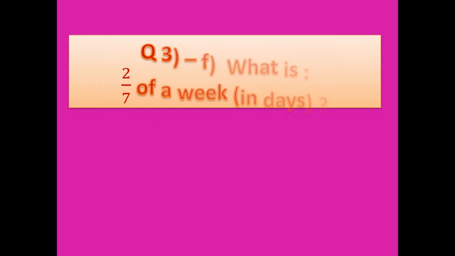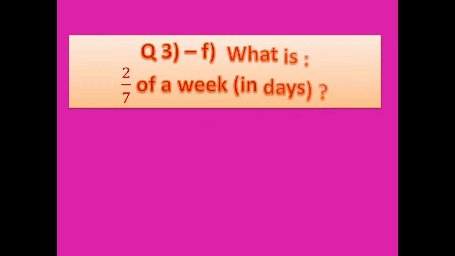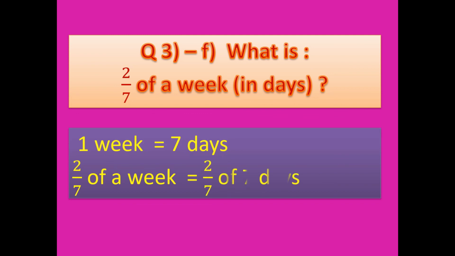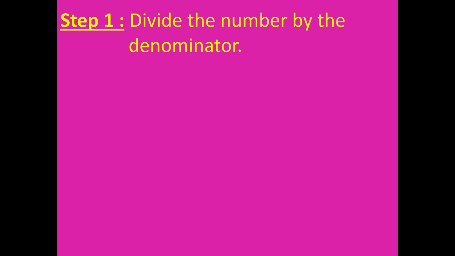Question 3, Part F. What is 2/7 of a week in days? 1 week is equal to 7 days. 2/7 of a week is equal to 2/7 of 7 days. Step 1. Divide the number by the denominator. So 7 is to be divided by 7, which is equal to 1.